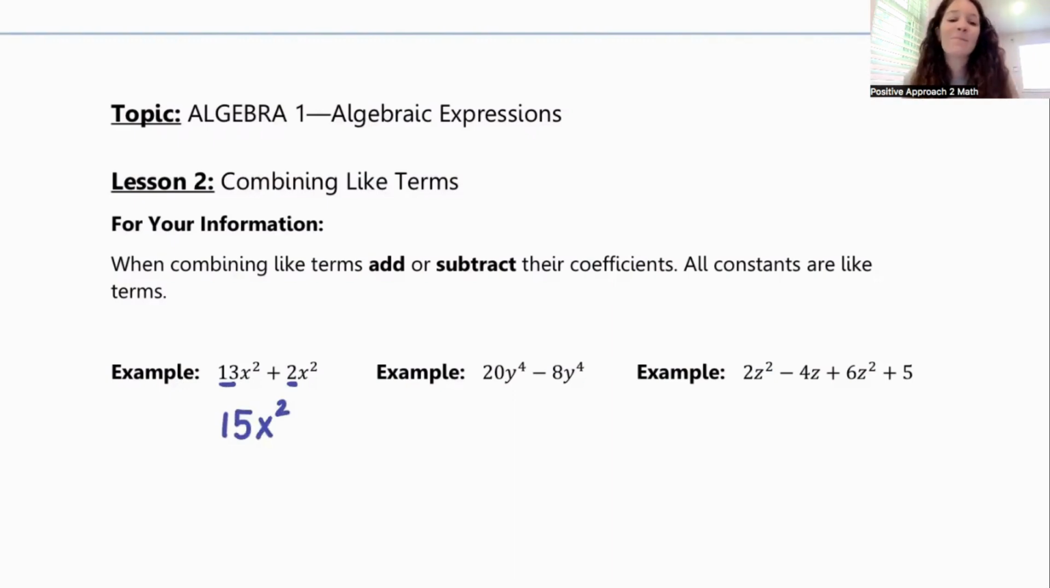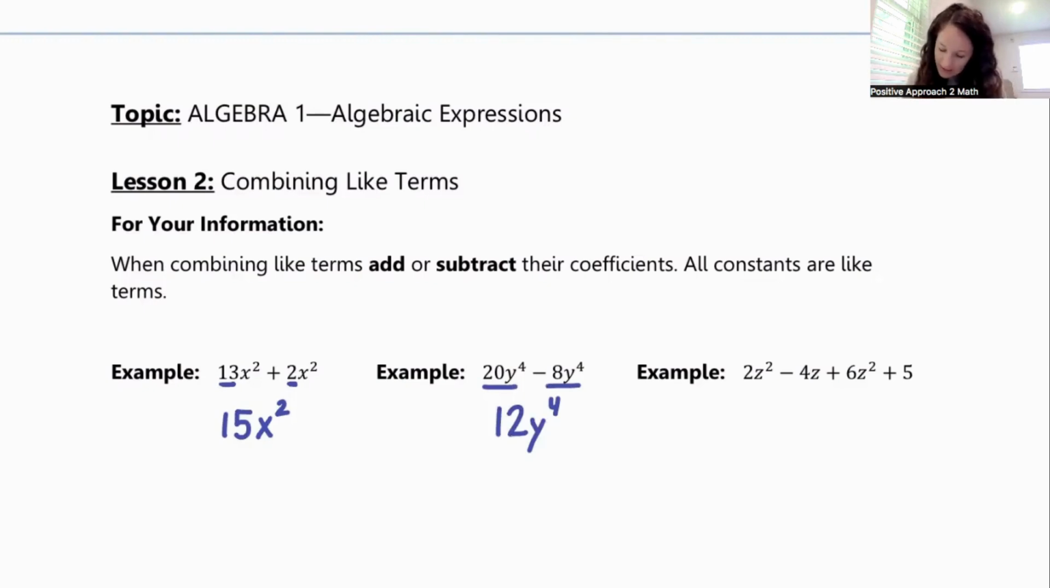Looking at the next example, we have 20y to the fourth minus 8y to the fourth. So those are like terms. They both have that variable of y and they're raised to the fourth power. So we can subtract them. 20y to the fourth minus 8y to the fourth will give us 12y to the fourth. The variable y did not change, and that exponent on that variable, 4, did not change either. The only thing that changed was that 20 minus 8. We simplified it to 12, okay?